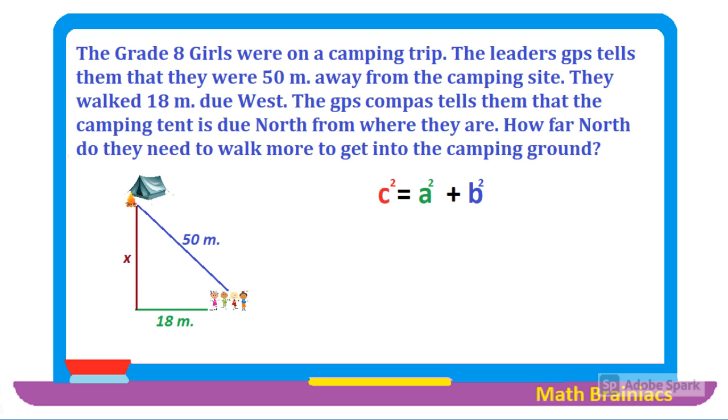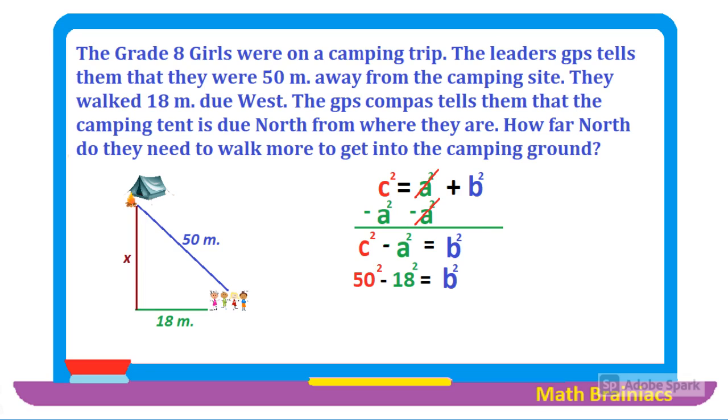We are going to apply the Pythagorean theorem formula again. c squared is equal to a squared plus b squared. We are going to solve for the distance going to the north, which will be designated as b. This is one leg of the Pythagorean triangle. Therefore, we are going to subtract a squared from both sides of the equation so that we can solve for b. And we can cancel out the a squared on the right side of the equation. Hence, it will give us the equation c squared minus a squared is equal to b squared.